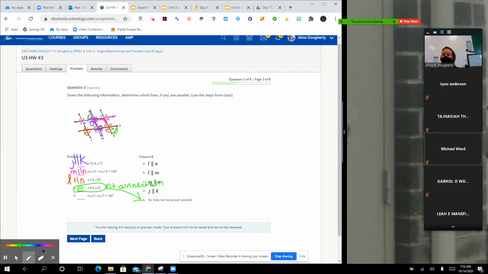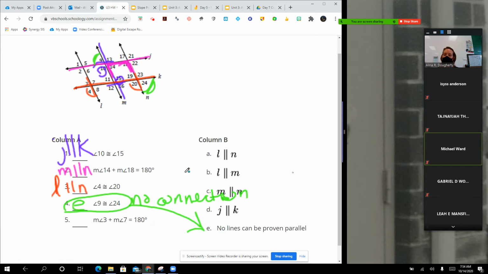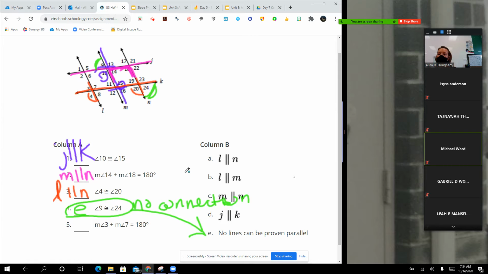Last color. What have I not done? Let's do light blue. All right, 3 and 7. Are they in two separate intersections, or are they in one intersection? They're in one intersection. So if they're in one intersection, no lines can be parallel either because there's no transversal. We're not moving between two intersections. So both of those should be E.